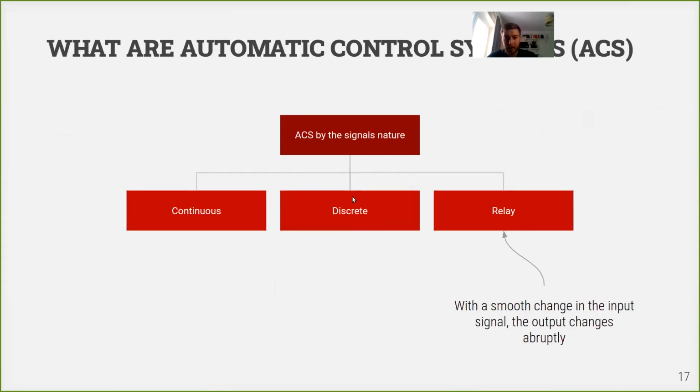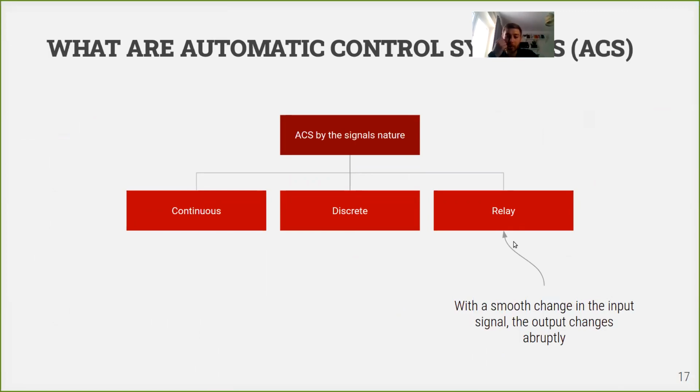By signal nature, there are continuous systems which work with a continuous signal. For example, if our fuel can be supplied in a continuous manner, meaning any amount of fuel can be supplied to the engine, this is a continuous system. There are discrete systems. For example, if we could supply only 1 gram, 2 grams, 3 grams, this is a discrete system. And there is a third type which is not really common nowadays but still exists. This is a relay type of system.